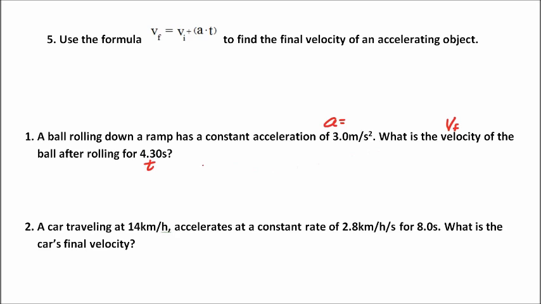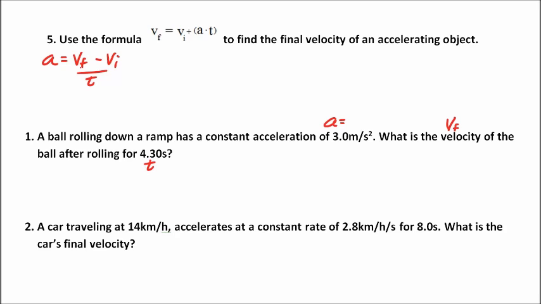So here's how we solve this. We have to take this equation, acceleration equals V sub f minus V sub i divided by t, and we're going to rearrange it and solve for the final velocity, V sub f, because that's what we're looking for in this problem. It says, what is the velocity? I could have said, what is the final velocity of the ball after rolling for 4.30 seconds? We're looking for the final velocity here. So we're going to use some basic algebra and rearrange this equation, and we need a new equation here that says V sub f equals.